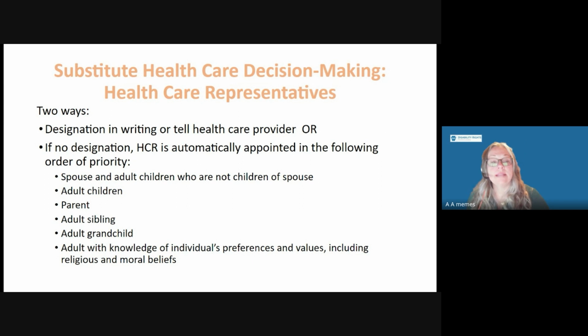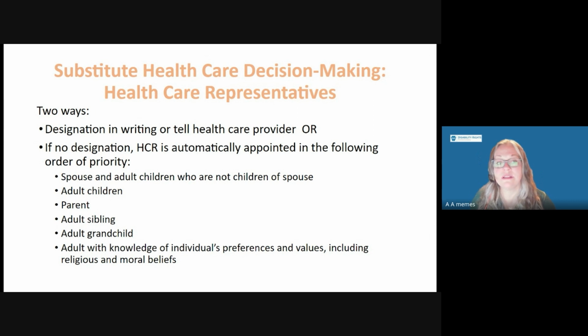And secondly, if there is nothing in writing, there's no designation, a healthcare representative is automatically appointed in the following order of priority. So the doctor says, I don't think this person has capacity to make this decision and give informed consent for this complicated procedure with risks and et cetera. And so there's no guardian, there's no power of attorney, there's no advance directive. A healthcare representative is automatically going to be able to be the decision maker in the order on this list.